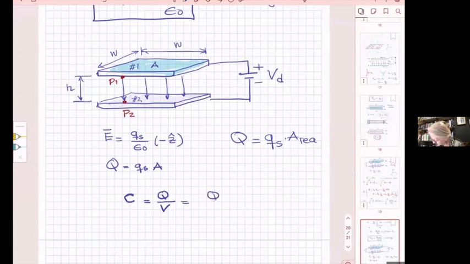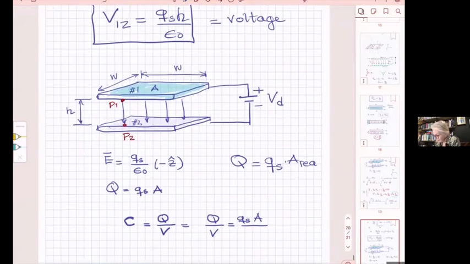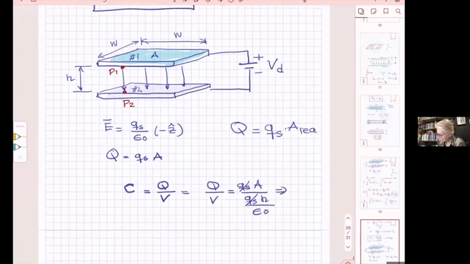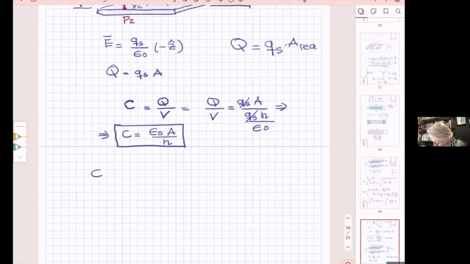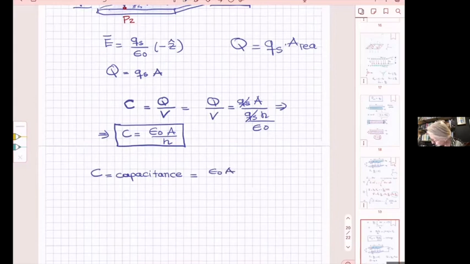So if I take Q, which is Q sub S times A, and I divide it by the voltage, which is Q sub S h divided by epsilon naught, what do I get? I find something really interesting: C has no dependence anymore on Q. So C, which I call the capacitance for this structure, and therefore I call this structure the capacitor, a parallel plate capacitor, depends only on the geometry and on the material you have.